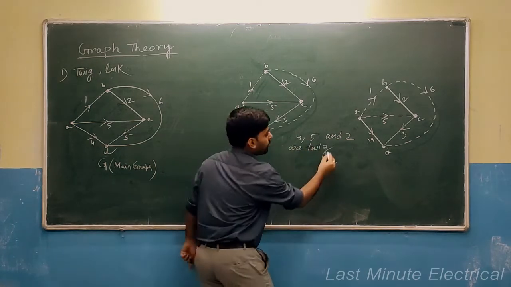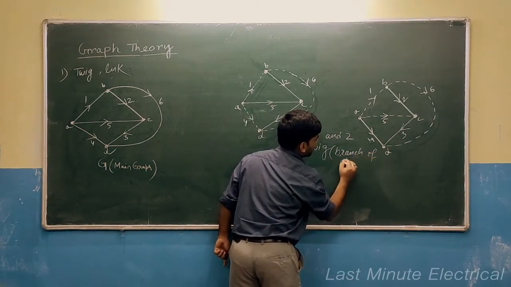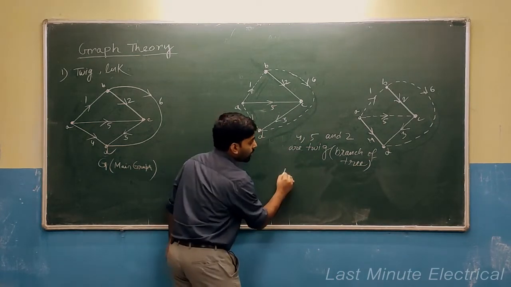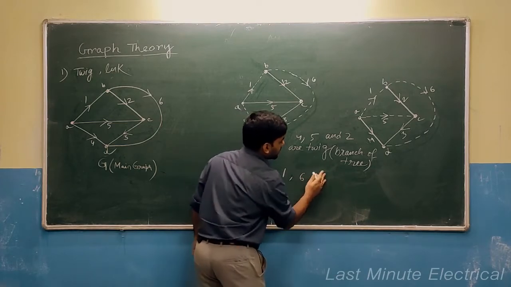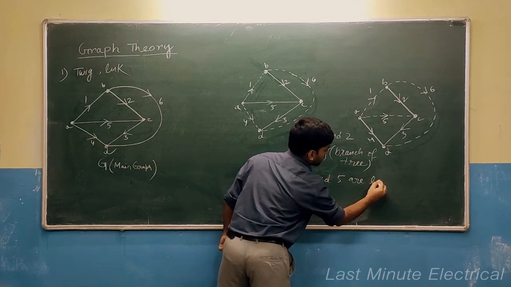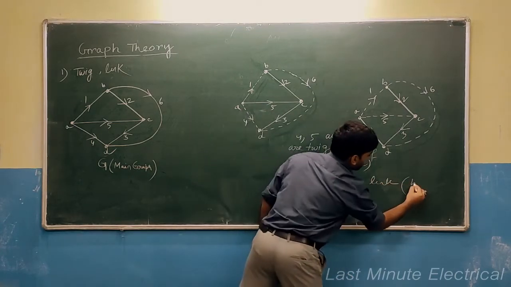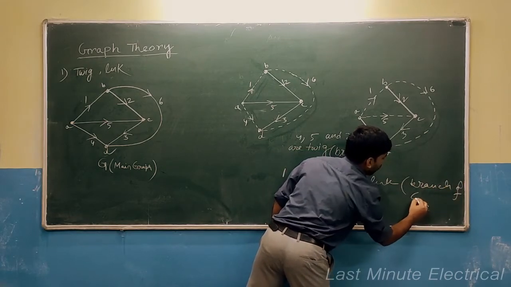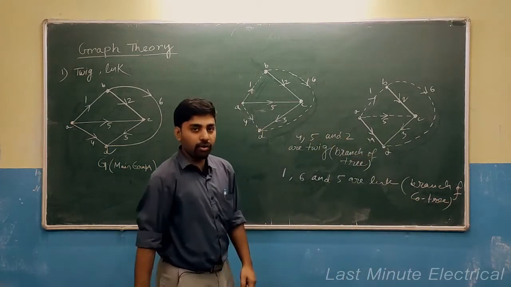Okay. So, that is the branch of the tree. Okay. And 1, 6 and 5 branches are links. Okay. That is the branch of the co-tree or complementary tree. Okay.